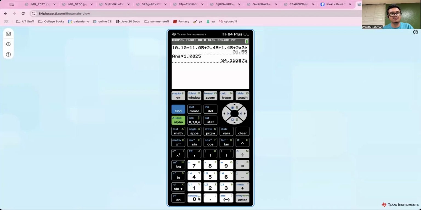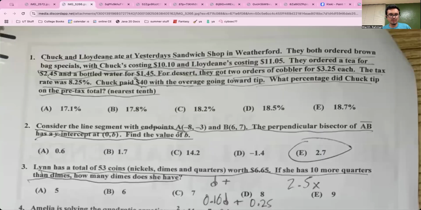But Chuck decided he's going to pay $40 and any remaining would go to tip. So 40 minus this answer is that much. This is the tip. And if we divide this by the pre-tax total, so that 31.55 times 104%, 18.53. So D looks right. Yeah. So number one, add up all the prices, you get a pre-tax total. Use the tax rate to figure out the subtotal? Total, I guess. I can't remember these terms. And then subtract from 40, find the tip, and then divide by the pre-tax, and then bam.